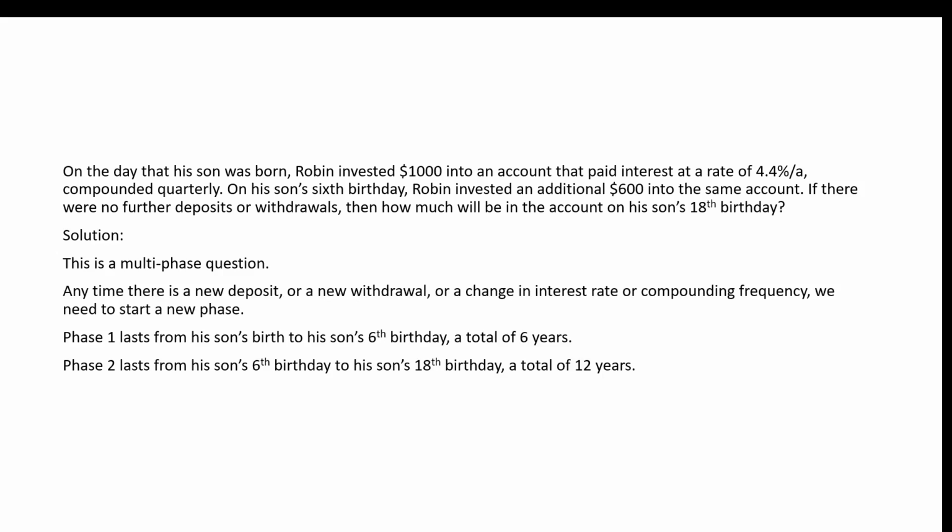Well, I like to think of this as a multi-phase question. Anytime there's a new deposit or a new withdrawal or a change in interest rate or compounding frequency, we need to start a new phase. So phase 1 lasts from Robin's son's birth to the 6th birthday, which is 6 years. So phase 1 is 6 years. Phase 2 lasts from the 6th birthday to the 18th birthday, which is 12 years.